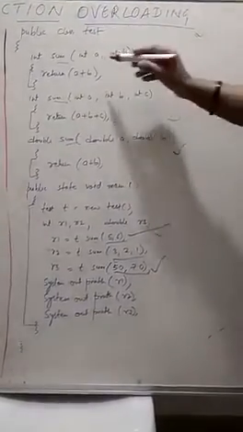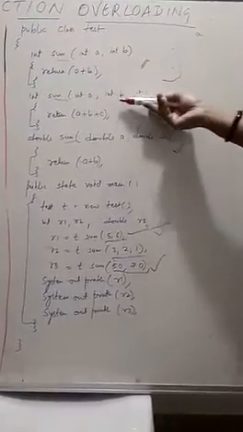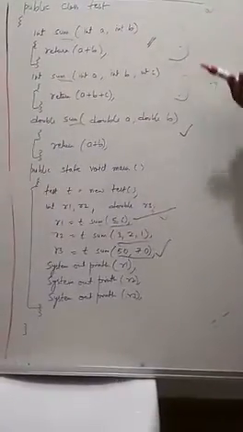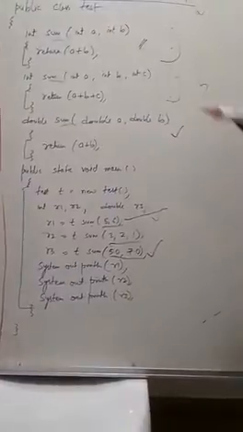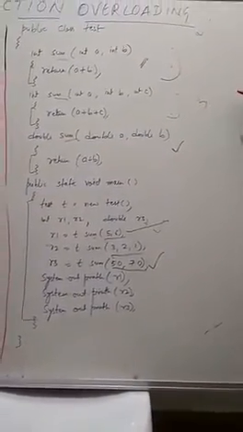So it is very clear, if two integer variables are there, it will add two integer values. If there are three arguments, it will add three integer values. Similarly, here two double values are there, so it will add two double values. So it is very easy to read the code.